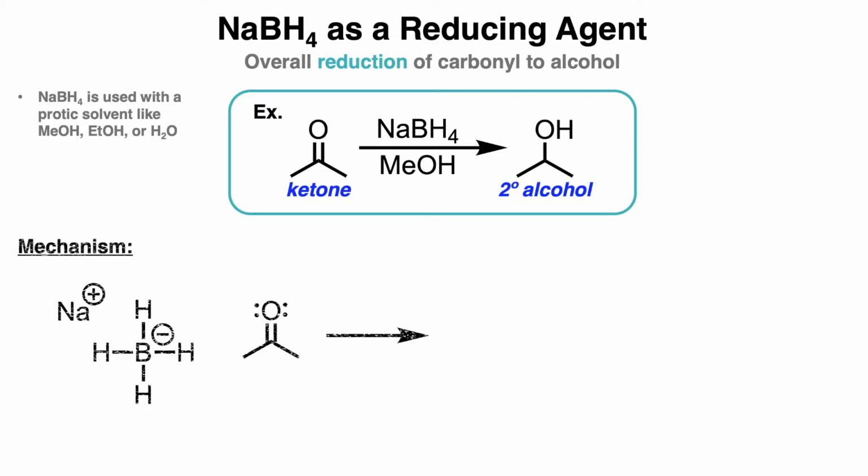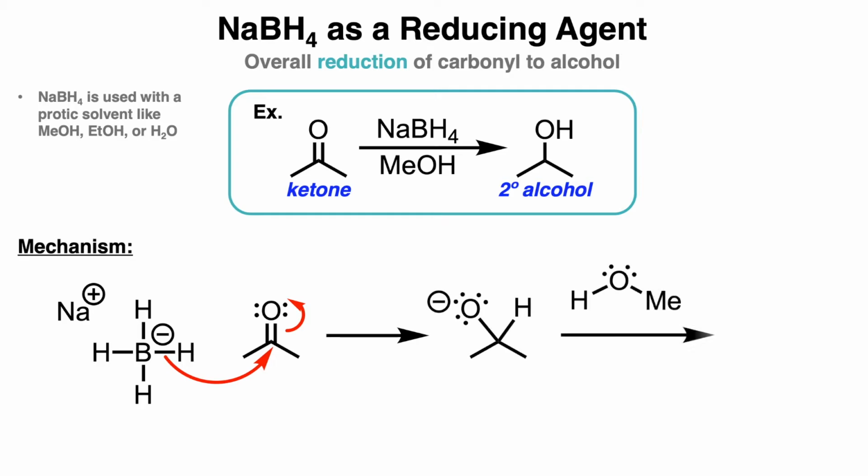In this mechanism, the boron-hydrogen bond is our nucleophile and attacks the carbon of the carbonyl. The second arrow goes from the CO double bond and breaks to form a new lone pair on oxygen, which essentially forms our tetrahedral intermediate. Then O- gets protonated by methanol to form a secondary alcohol product.